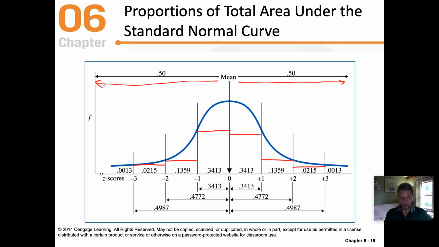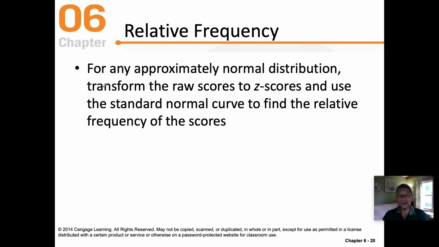Now, in terms of the relative frequency, for any approximately normal distribution, transform the raw scores to z-scores and use the standard normal curve to find the relative frequency of the scores. We'll do an example of this in the third video, but we're getting there. So again, transform the raw scores to z-scores and use the standard normal curve to find the relative frequency of the scores. How frequent are they?